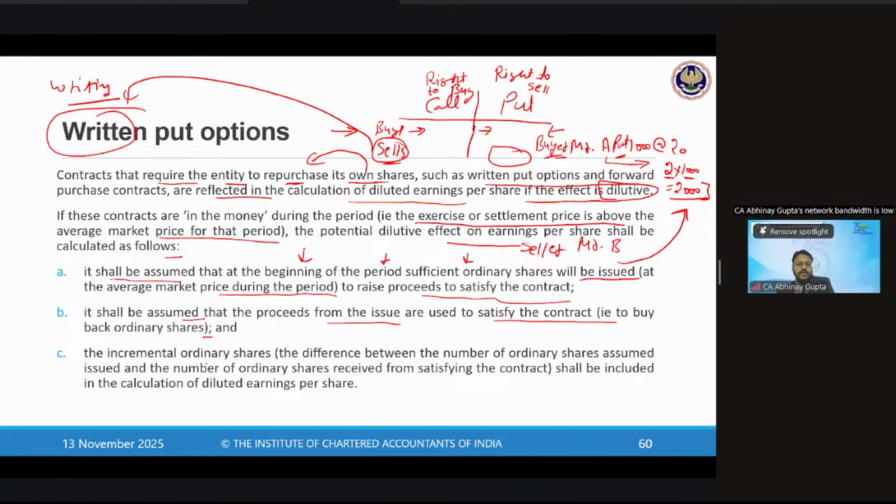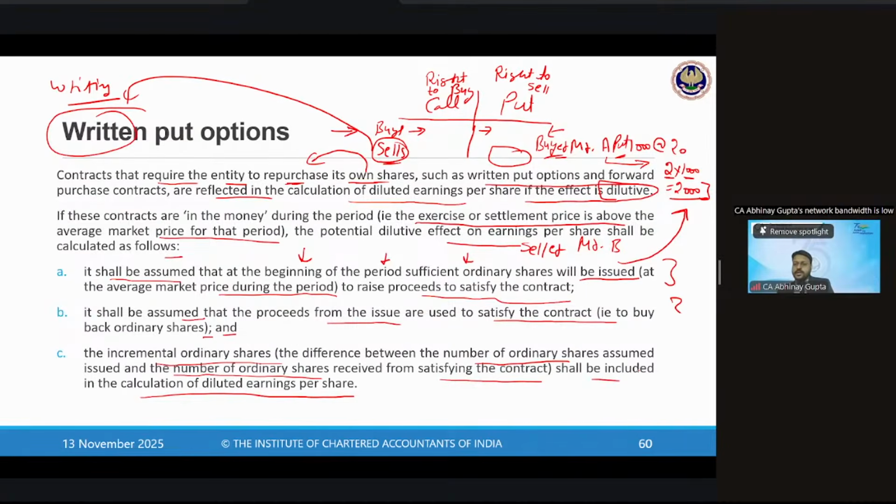And third, the incremental ordinary shares, the difference between the number of ordinary shares assumed issued and the number of ordinary shares received from satisfying the contract, shall be included in the calculation of diluted earning per share.